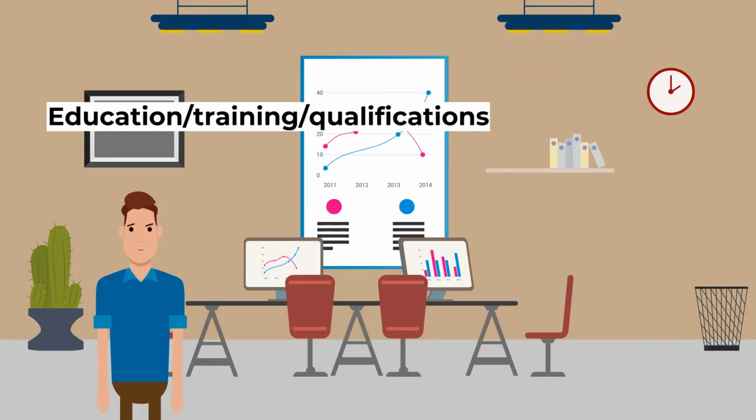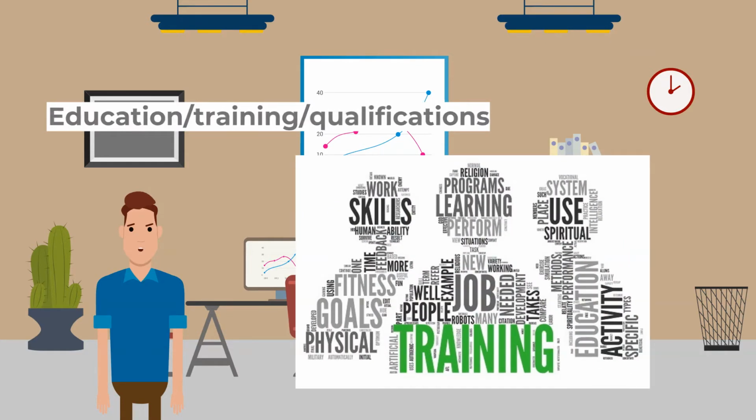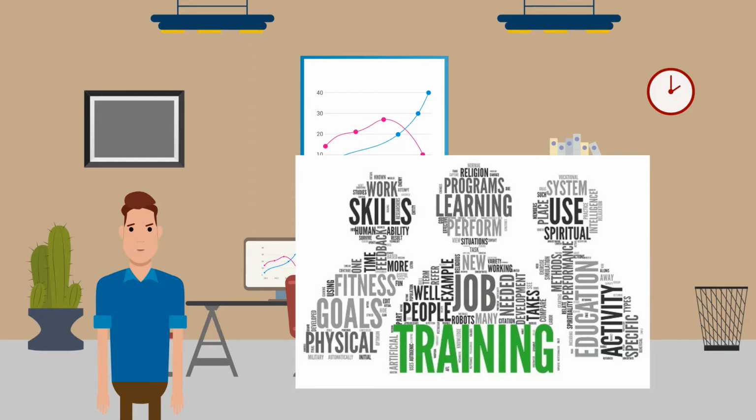Fourthly, education, training, and qualifications. More educated workers mean there is a higher supply of workers. This is particularly important for some industries which require qualifications. Occupations that require high levels of education may suffer from a lower supply of labor compared to low-skilled jobs.